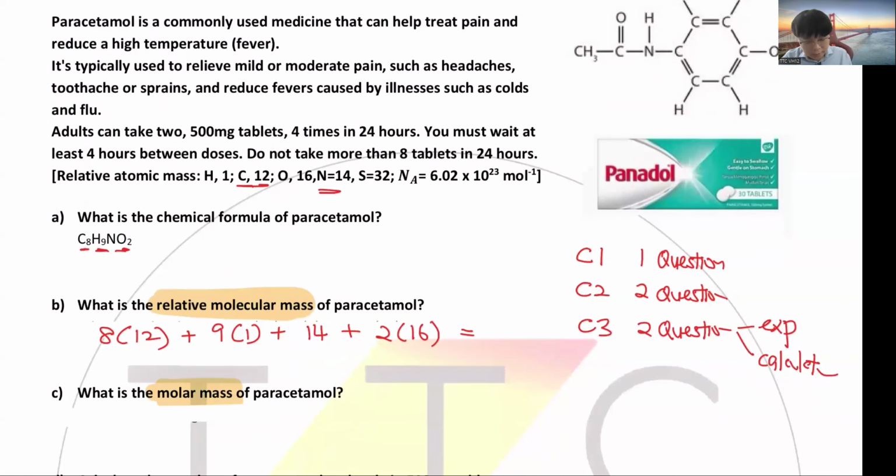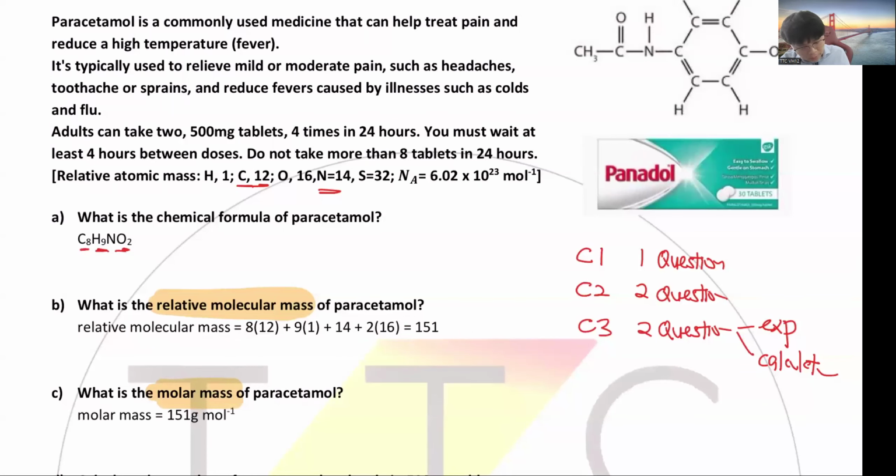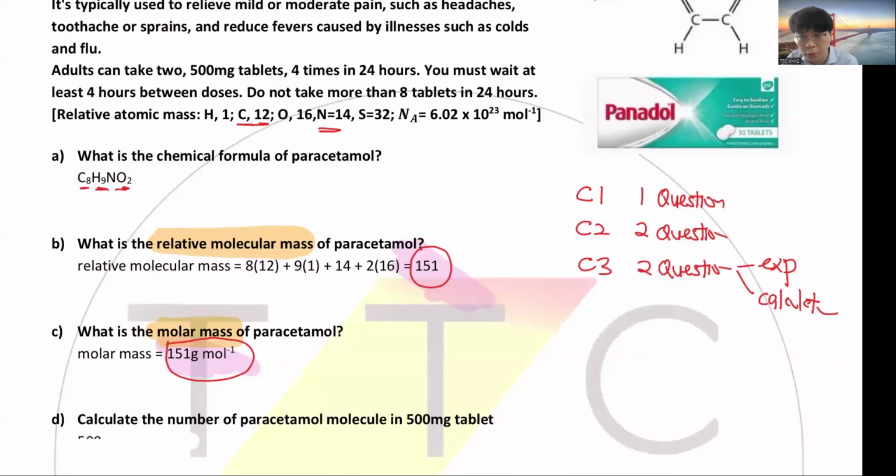Okay, so after you calculate this, what is the difference between the molar mass and the relative molecular mass? They actually have the same number. The only difference is one is 151, one is 151 gram per mole. So in exam, you have to refer to the school exam questions. If they want relative molecular mass, it's 151. If they want molar mass, you have to write gram per mole. Relative molecular mass means you cannot write the unit. There's no unit.